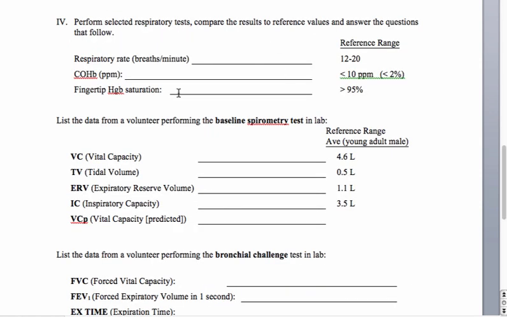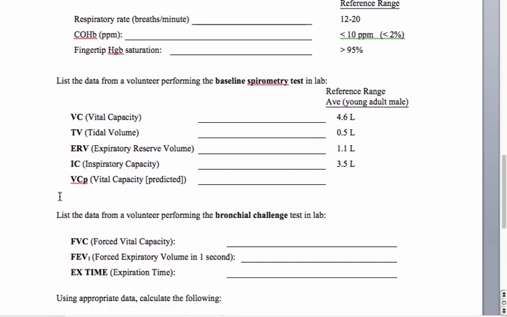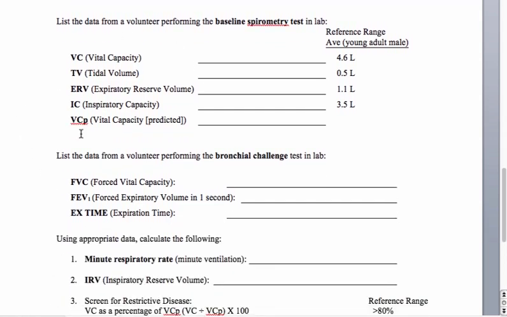Okay, so performing selected tests, compare the results to reference values. So since a lot of you didn't really get a chance to do this, remember that the normal ranges are here and you're going to want to know that. So this value looks at the amount of carbon monoxide. If we look at baseline spirometry versus bronchial challenge, remember the values for these and what they mean. That's probably what you're going to want to remember. So we kind of looked at that on the first page. So what do these values mean?